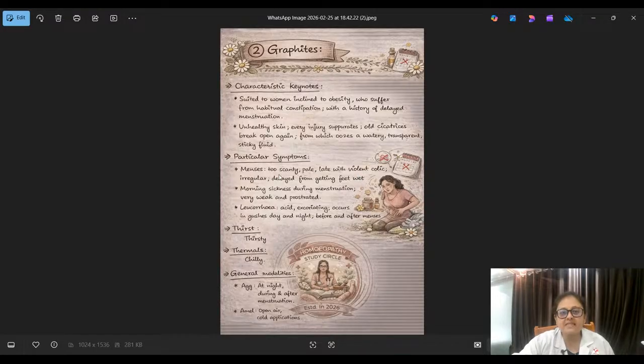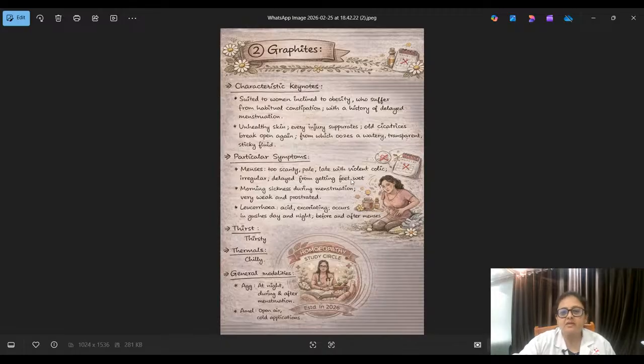See, here menses is late and scanty. In Phosphorus, menses was early and scanty for a very long time. Here, menses is late and scanty with violent colic, irregular, delayed from getting feet wet. Pulsatilla also has delayed menses, suppressed menses. See, this is the difference. Pulsatilla has suppressed menses from getting feet wet.